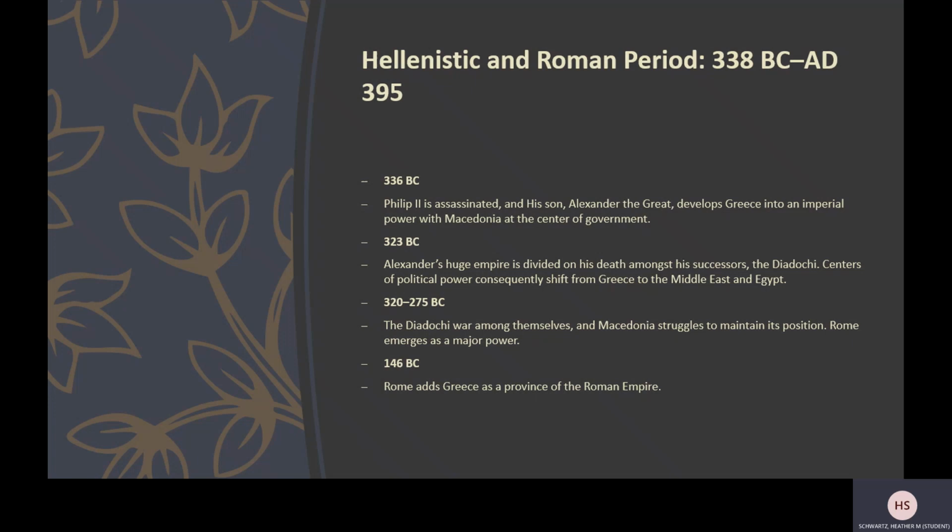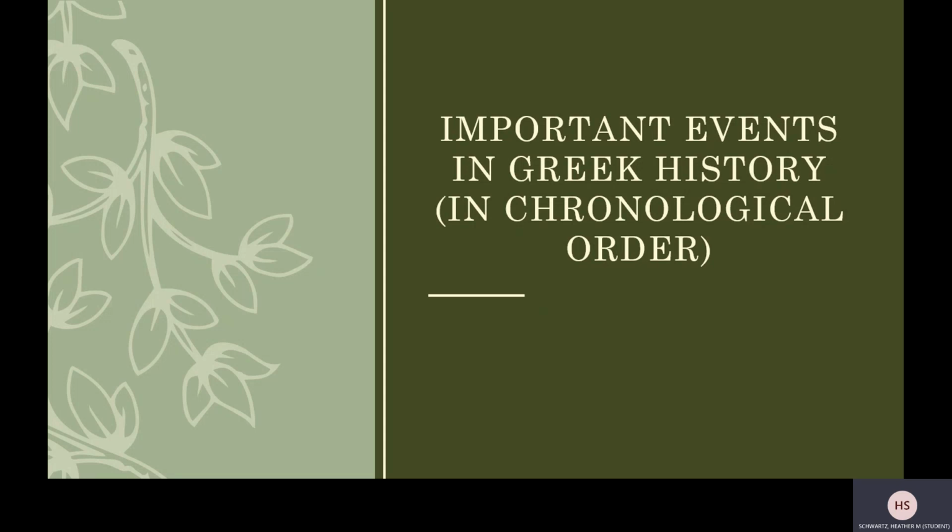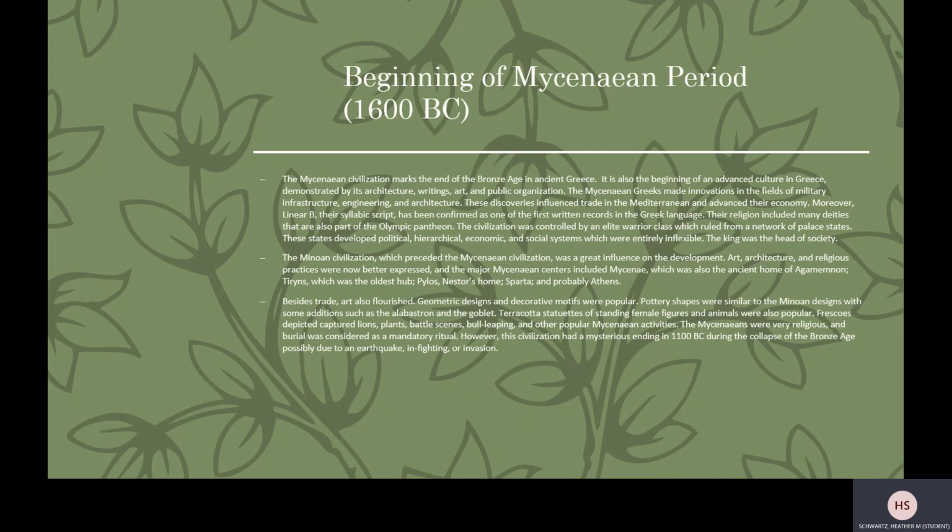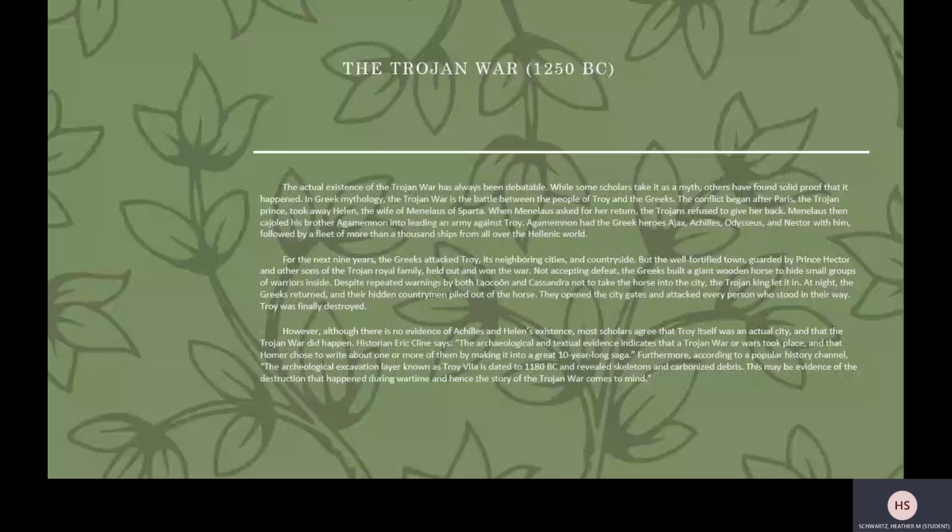Next is important events in Greek history. They are put into chronological order. This is the beginning of the Mycenaean period, and it is also the beginning of advanced culture in Greece. The Trojan War, and although the existence of this famous battle has always been debatable, it features some of Greece's most famous heroes, including Achilles and Odysseus, which were written about by Homer.